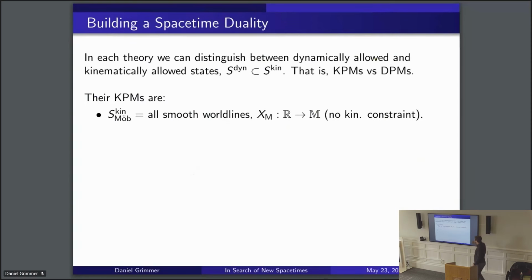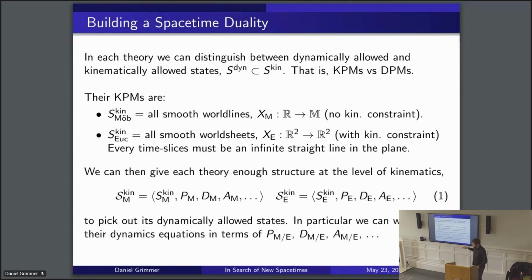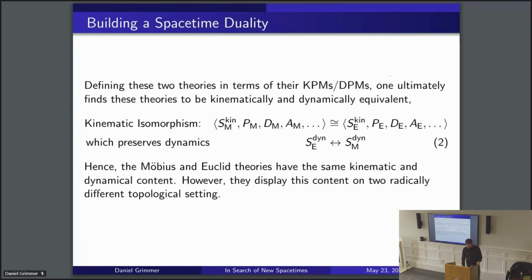Well, space-time theories, as I'm thinking of them, distinguish between KPMs and DPMs. In the first theory, the Mobius strip theory, the KPMs are all the smooth world lines. For the second theory, it's all the smooth world sheets, such that their time slices are infinite straight lines in the plane. Okay? And you can equip them with a sense of parallel, distance, and angle, and so forth, that lets you pick out the dynamically allowed states as a subset of the KPMs, and this lets you write down the dynamical equations. So given that that's what I mean by space-time theories, which I'll repeat in a moment, the two theories are equivalent in the sense that there's an isomorphism between them at the level of kinematics that maps the dynamics onto each other one-to-one. That's the sense in which they are equivalent as space-time theories.